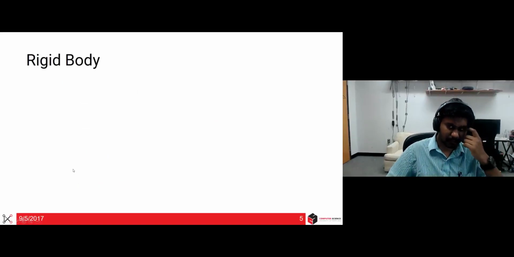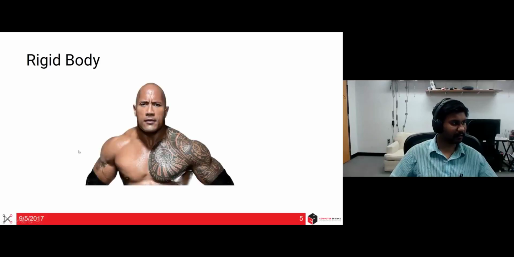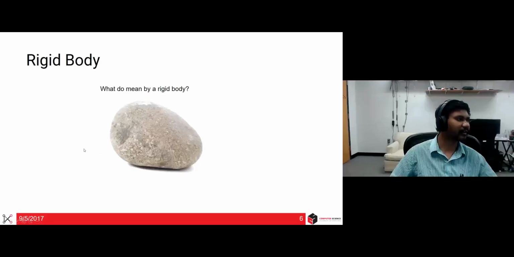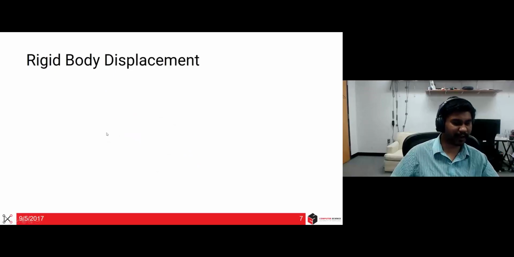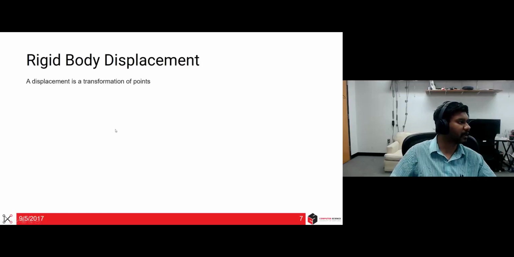Okay. So now we will try to define what rigid body means more formally. Consider a rock like you would generally see. Oops, not this kind of rock, this kind of rock. So what do you mean by a rigid body? You can consider a rock, and we want to formally define what a rigid body means, and we will come to that in the next few slides. To define that, as a precursor, we need to define what rigid body displacement means. A displacement is a transformation of points. It's any transformation, linear or non-linear, some transformation of points.